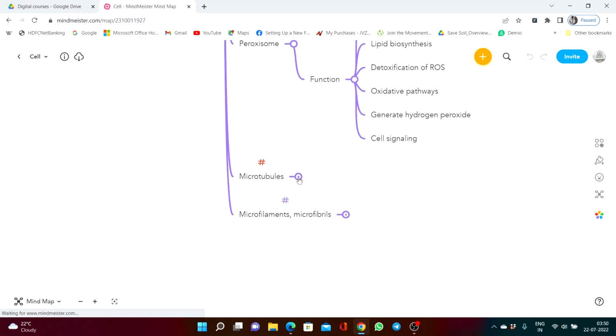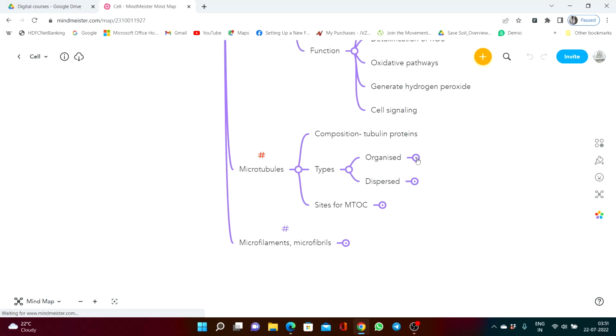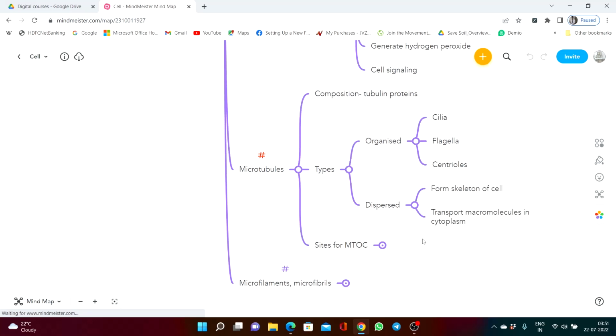Coming to the last components of the cytoplasm, microtubules and microfilaments. The microtubules are made of tubulin proteins, which are of two types, organized and dispersed. The organized microtubules are cilia, flagella and centrioles. The dispersed microtubules form the skeleton of the cell, called the cytoskeleton, and transport macromolecules inside the cytoplasm.